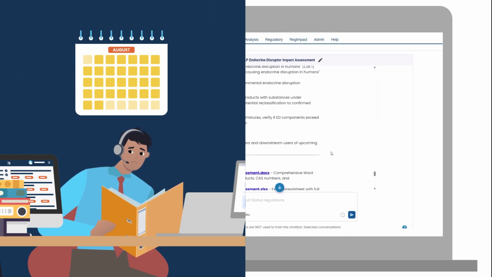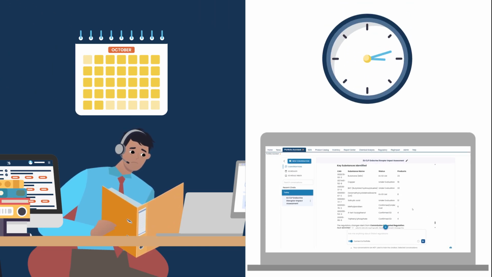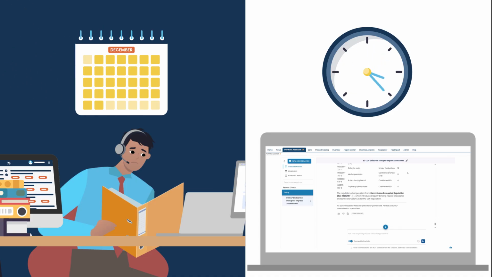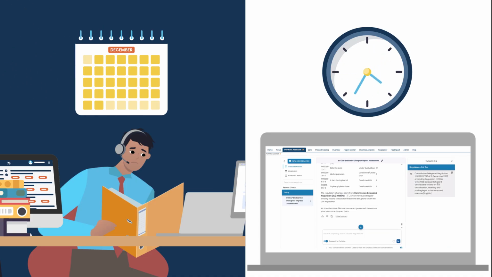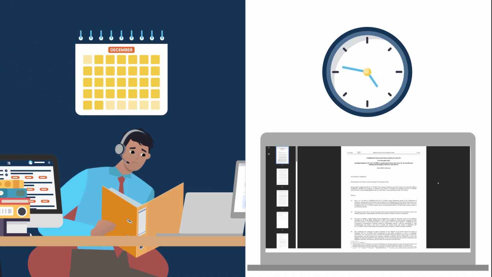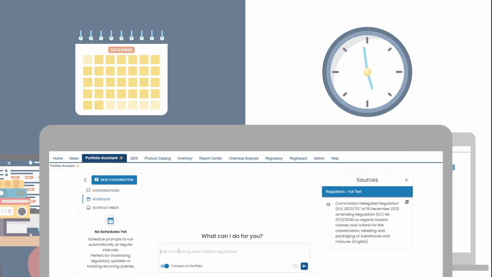Consider how long it would take to complete this regulatory impact analysis manually. Days or weeks of work by experienced compliance specialists. Instead, the Portfolio Assistant completes the work in minutes, allowing teams to focus on higher-value strategic tasks.